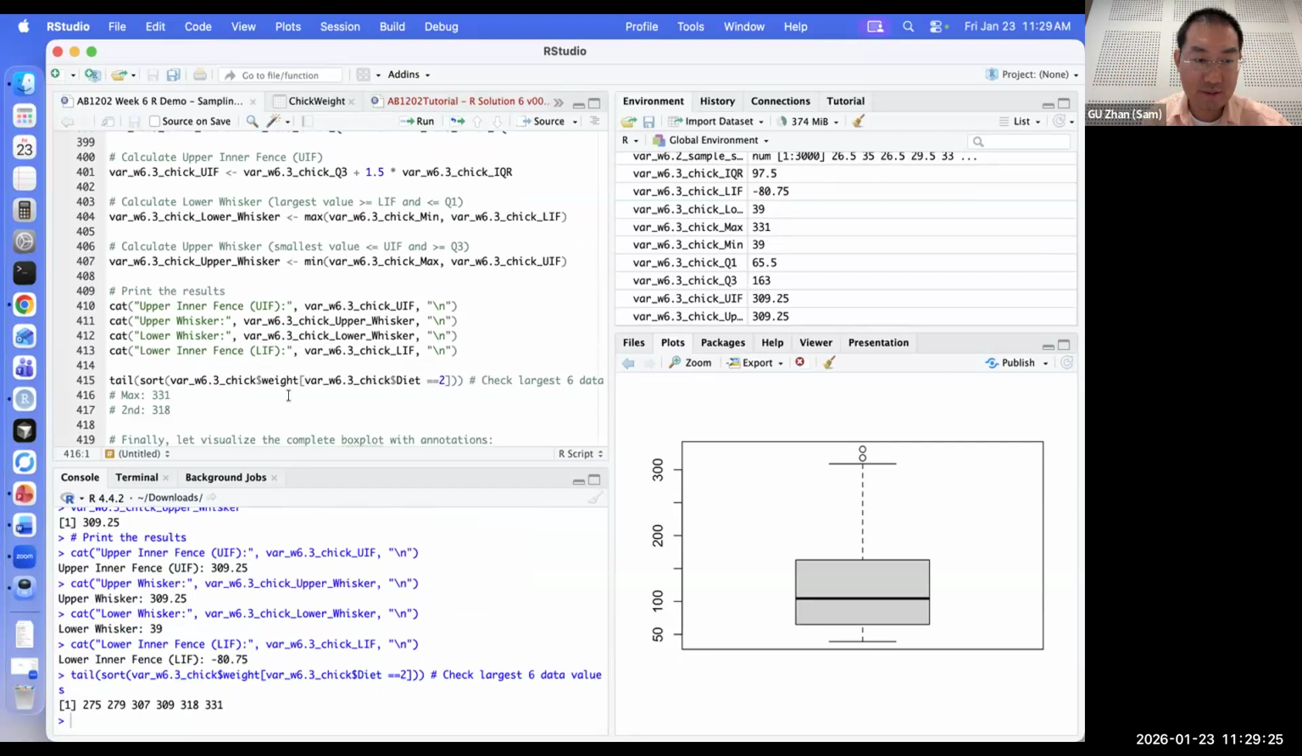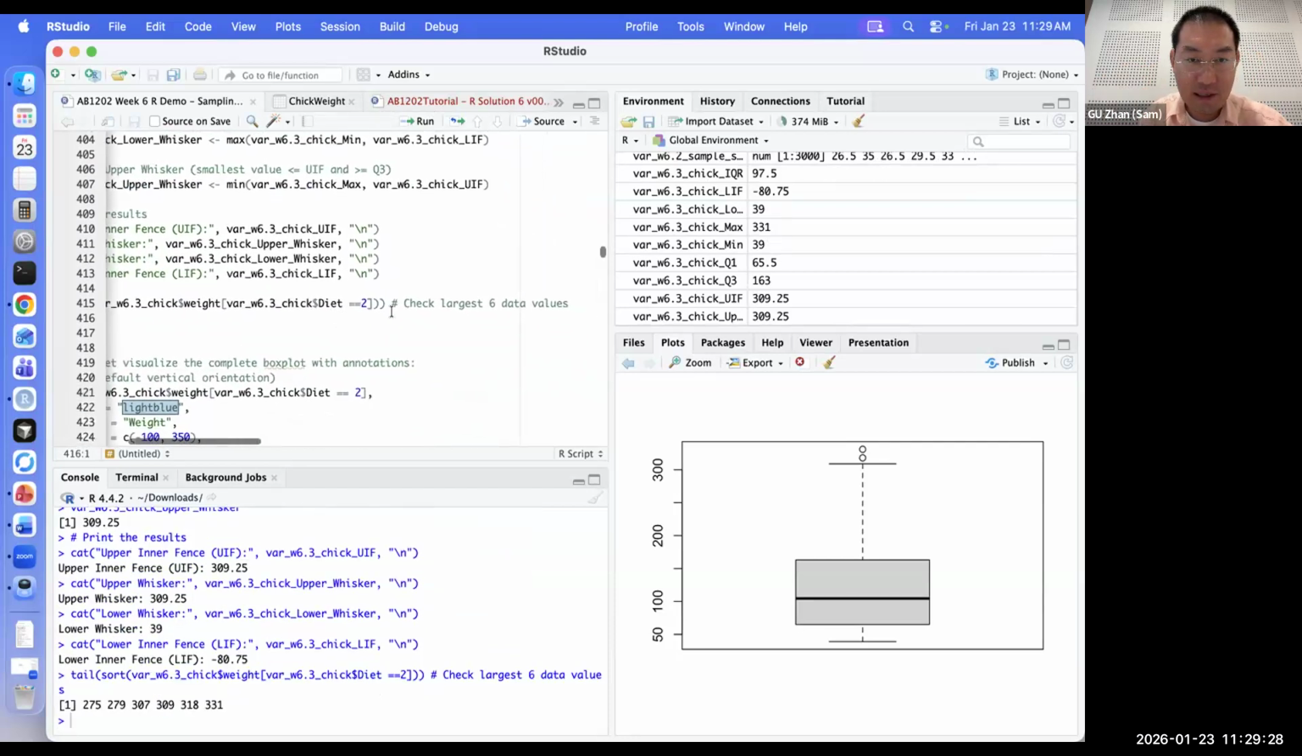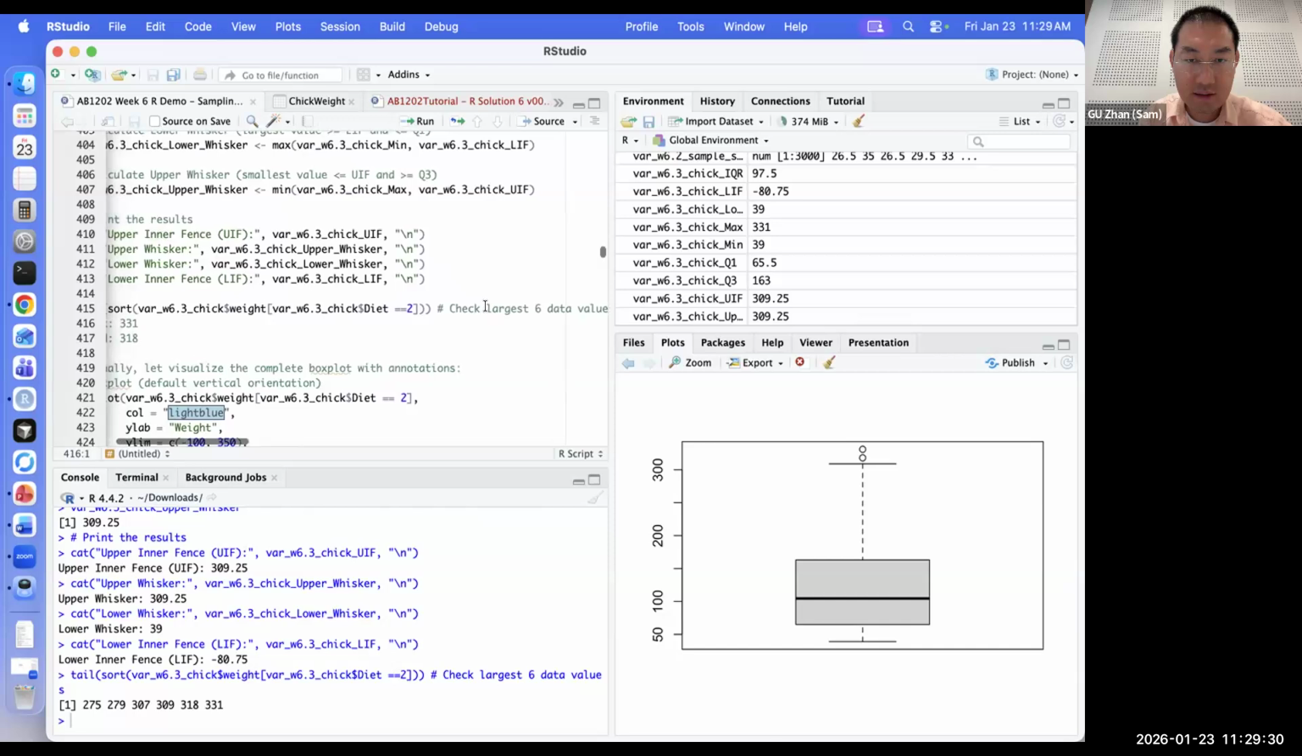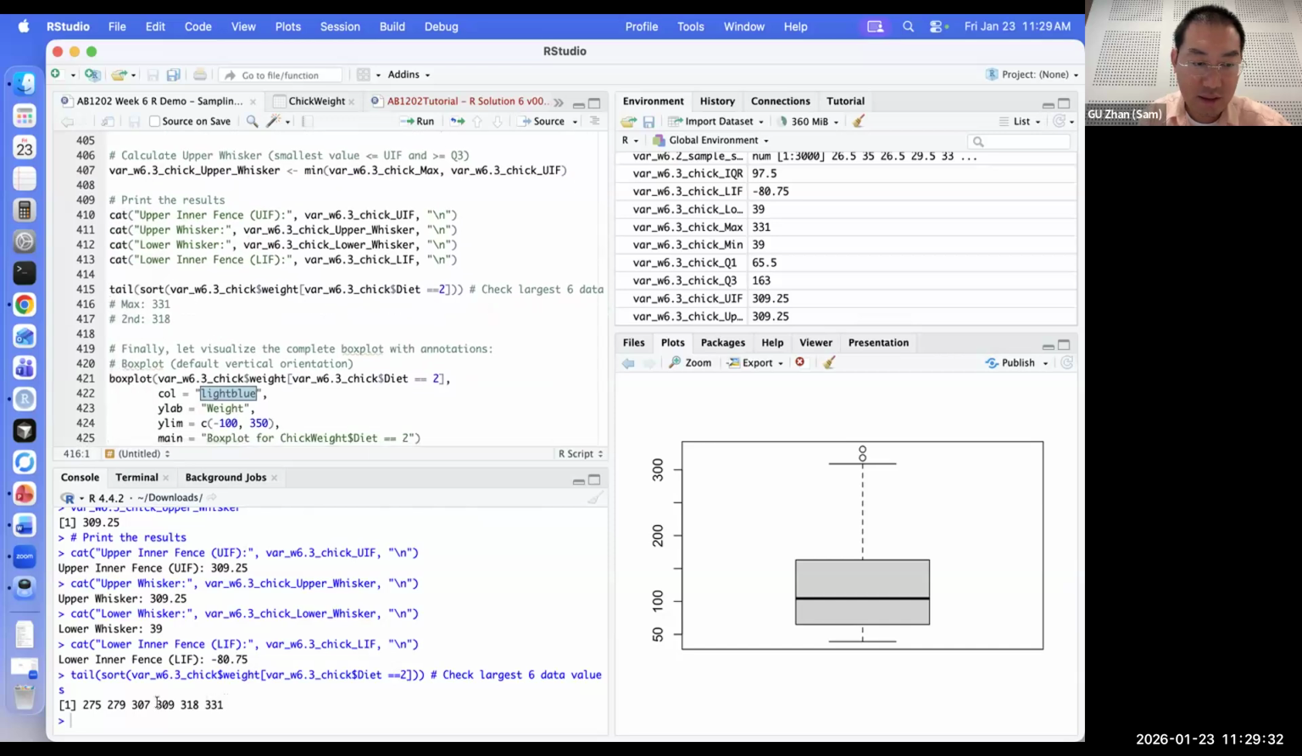Then next is to find the largest 6 data values. Of the largest 6, you see how many are larger than 309.25, the upper whisker. How many are greater than 309.25? Those will be the outliers. So there are 2 here.